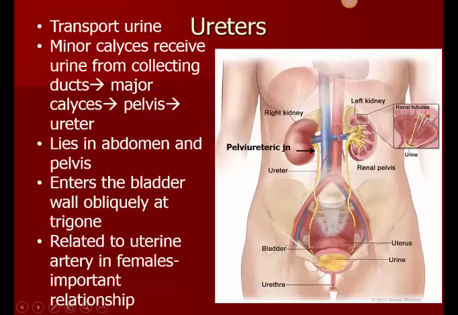In women, there's a very important relationship of the uterine artery to the ureters. The uterine artery lies very close to the ureter. The uterine artery comes off from a branch of the internal iliac. So here's the internal iliac, and the artery comes off and crosses the ureter like this, directly across.